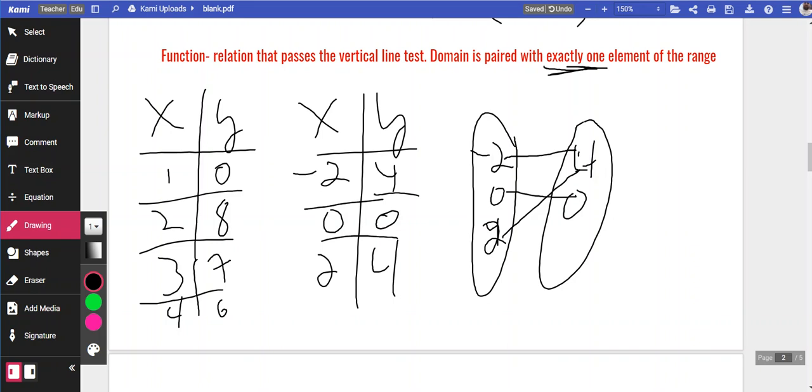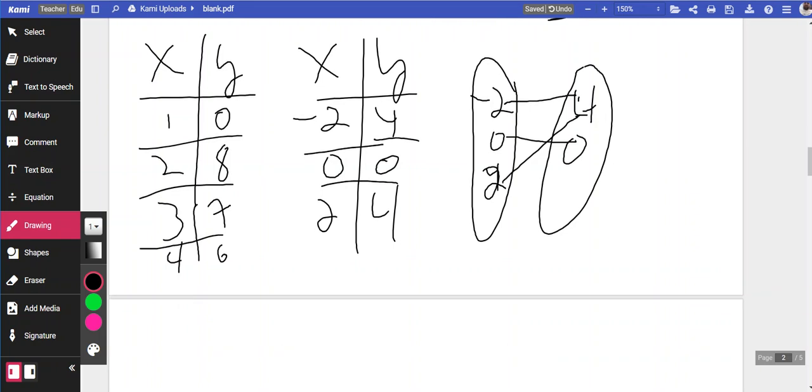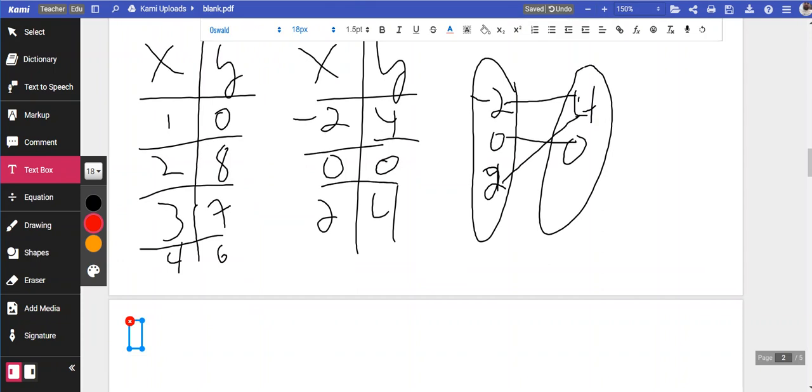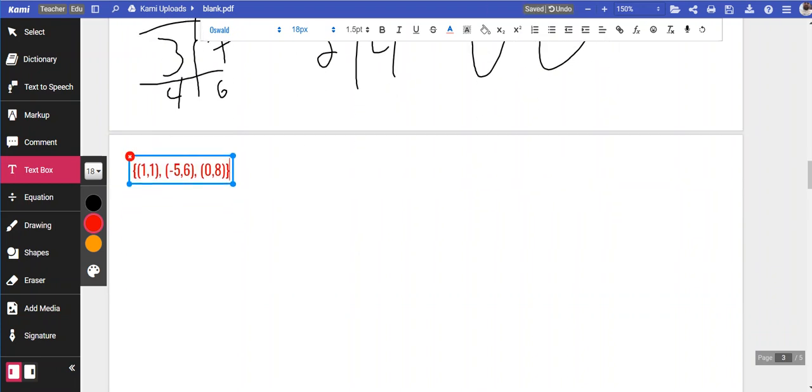Another thing is if you had ordered pairs, let's say we had 1 comma 1, and then 1 comma 1, -5 comma 6, and 0 comma 8. This is a function, no doubt. We're easy with that, right?